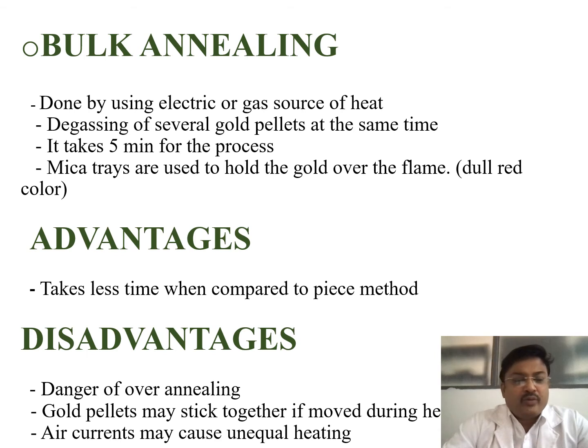Next, we are going to talk about bulk annealing. It is done by using electric or gas heat, degassing of several gold pellets at the same time. It takes 5 minutes for the process. Mica trays are used to hold the gold over the flame, to a dull red color, and its advantage is it takes less time when compared to the piece method.